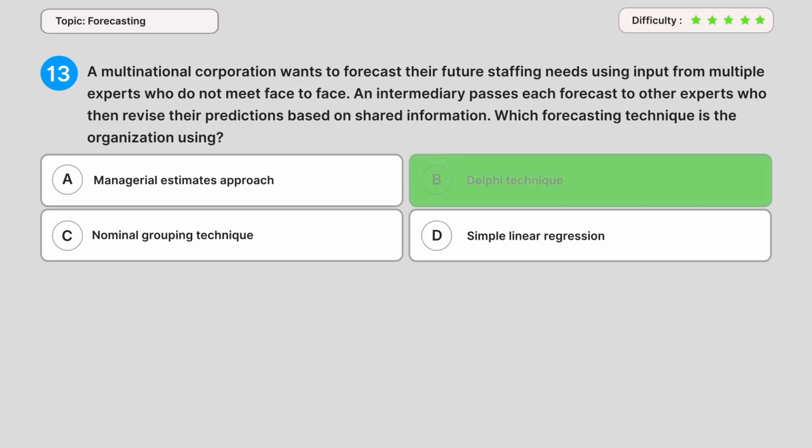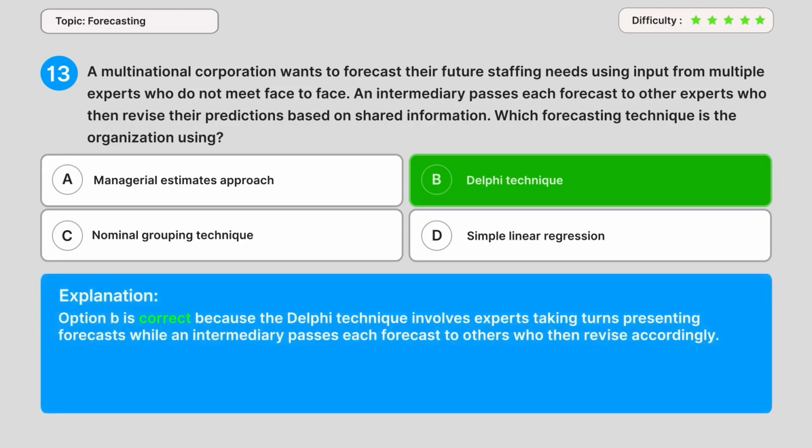Correct answer, B. Delphi technique. Explanation: option B is correct because the Delphi technique involves experts taking turns presenting forecasts, while an intermediary passes each forecast to others, who then revise accordingly.